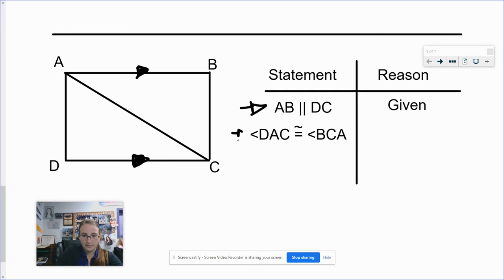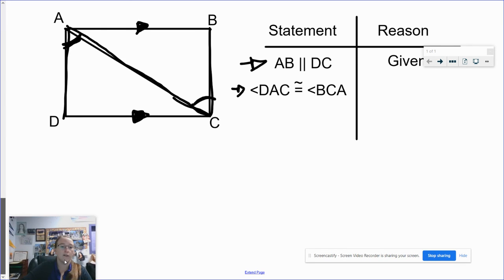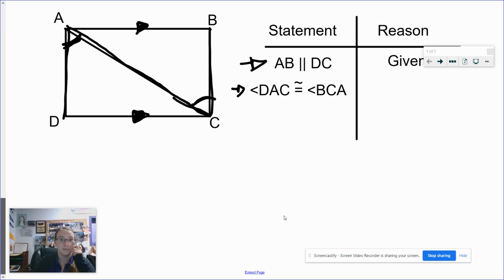They next said that DAC, which is this angle right here, is congruent to BCA, which is this angle right here. So because we have parallel lines, the reason for this is actually one of our parallel line postulates. Now, if we ignore, did I do this right? Oh crap, I did this wrong.